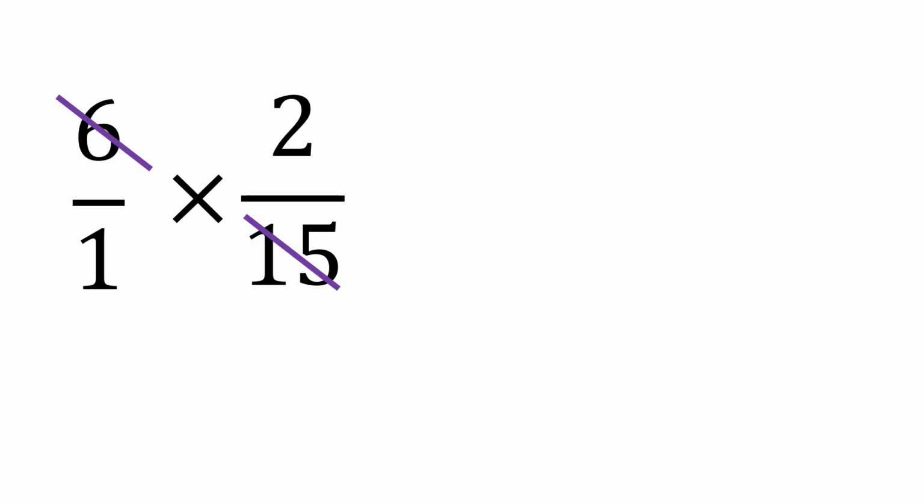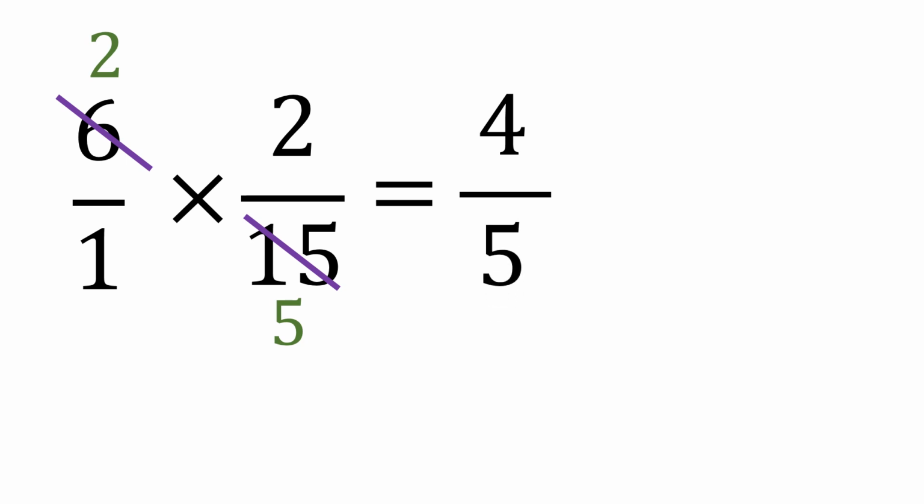6 and 15 are both divisible by 3. So 6 divided by 3, that's 2, and 15 divided by 3, that's 5. 1 and 2 don't have common divisor except for 1. So let's solve this. This is equal to 2 times 2, that's 4, and 1 times 5 is 5. So the final answer is 4/5.